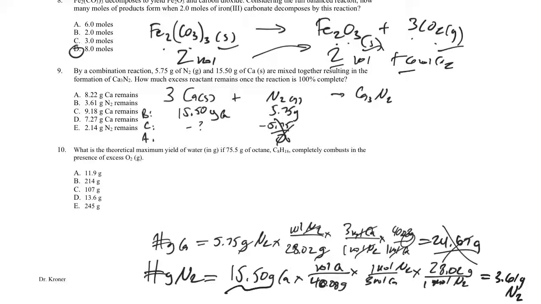And so what this means here is that we're going to lose all the calcium. It's our limiting reactant. It's the one completely consumed in the reaction. And then we're going to be left with 3.61 grams less of N2. So 5.75 grams initially present, 3.61 grams to react. I have 2.14 grams of N2 remaining after this reaction completes.